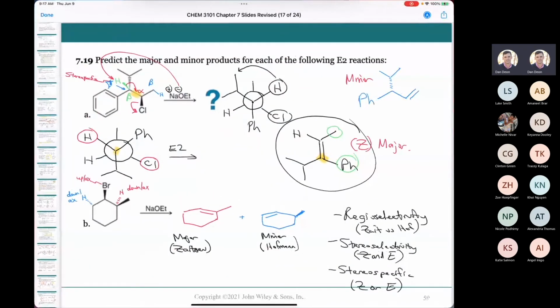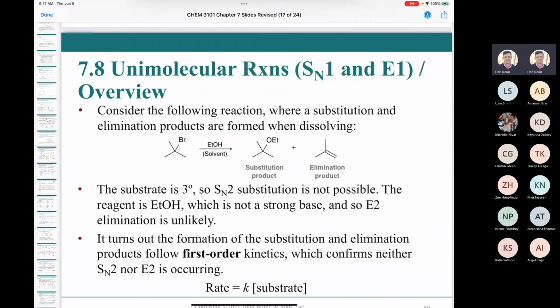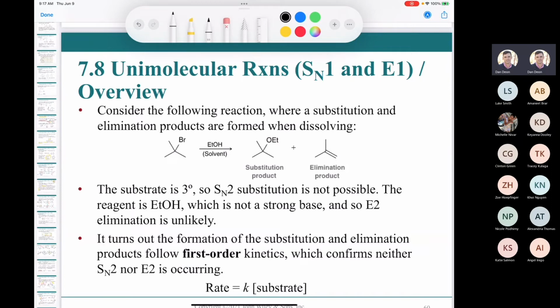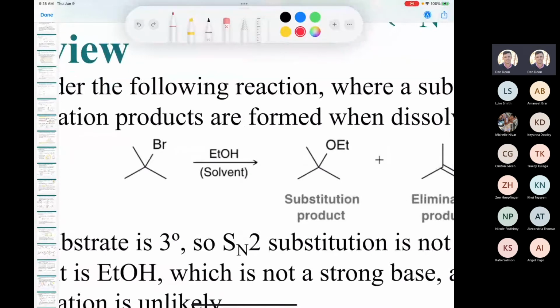Chat. So we finished section 7.7, and let's get into section 7.8, which deals with SN1 and E1 reactions. So here's our overview. Check this out. Consider the only reaction on this slide, this one right here, where we end up with both substitution and elimination products. In the substitution reaction, what that means is that we're substituting the bromine for an ethoxy group.